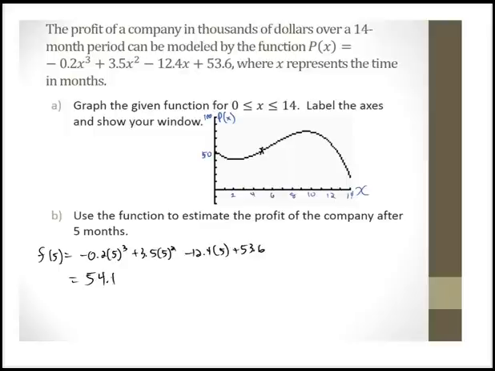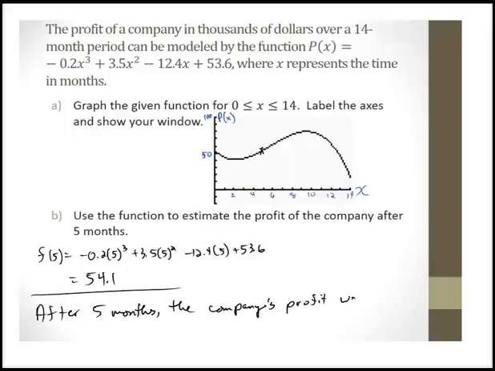So what does that mean? After 5 months, the company's profit was about $54.1 thousand. All right, so that's $54,100.